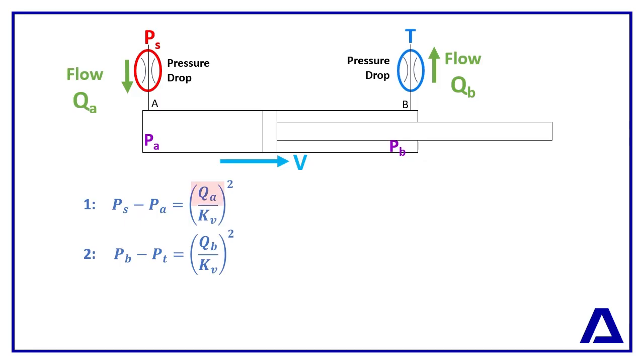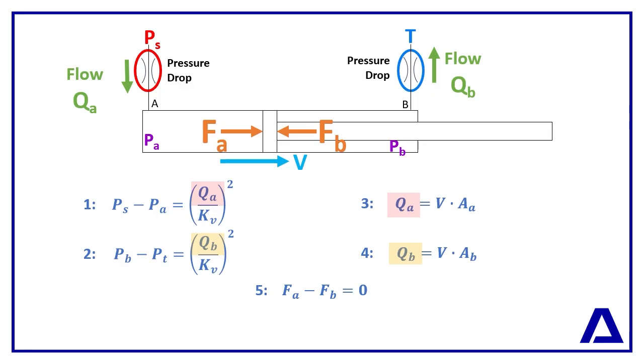The A-port flow QA is calculated simply as velocity times area A. And the same for the B-port flow, velocity times area B. From Newton's law, at constant velocity, force A equals force B, which leads to equation 5. Force A minus force B equals 0. Because force is equal to pressure times area, equation 5 becomes equation 6. PA times AA minus PB times AB equals 0.